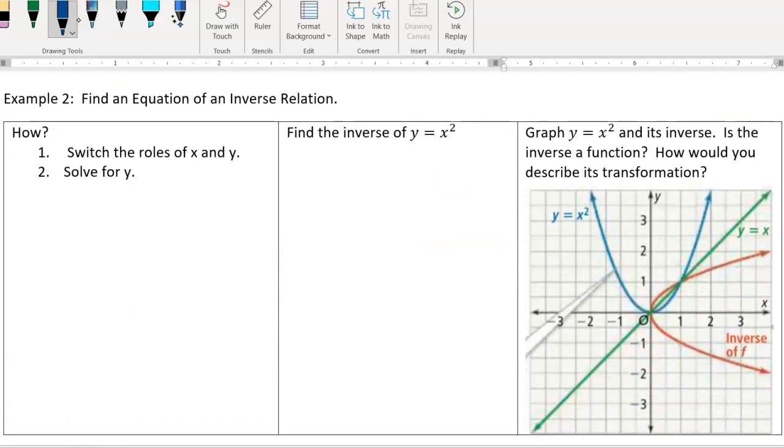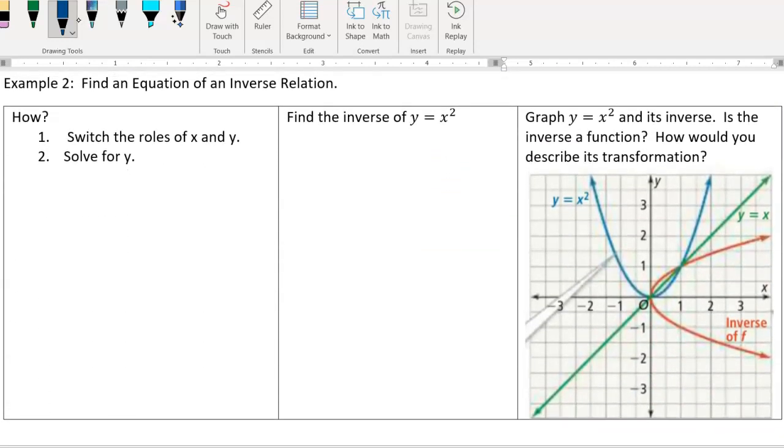To be honest, we're not going to work with tables. It's always good to look at that as a start, but we're not always going to be working with tables. Oftentimes, we're going to be looking at equations. So to find the inverse of an equation, we're going to switch the roles of x and y, meaning that anytime you see an x, you change it to a y. Anytime you see a y, change it to an x, and then you solve for y, which, depending on the problem, might involve a little bit of work.